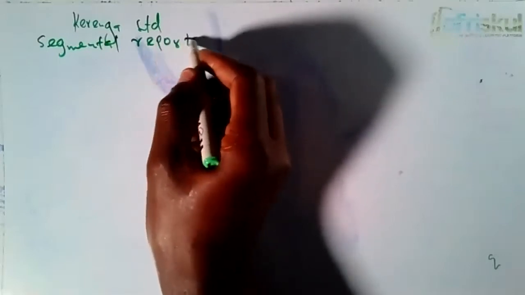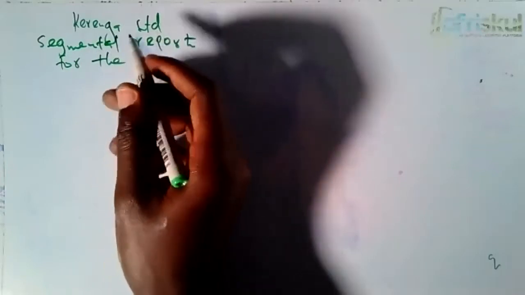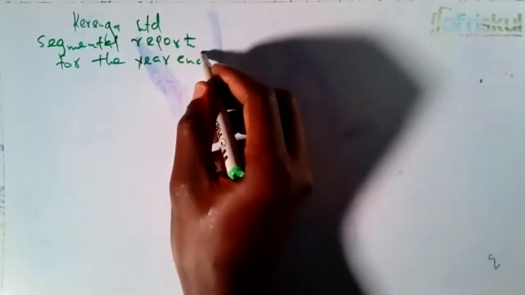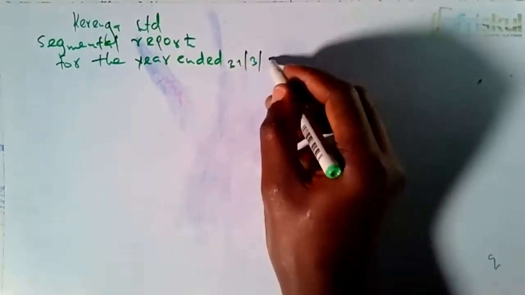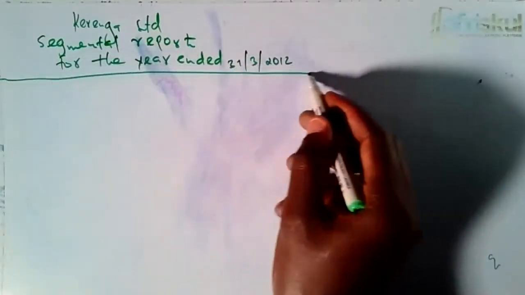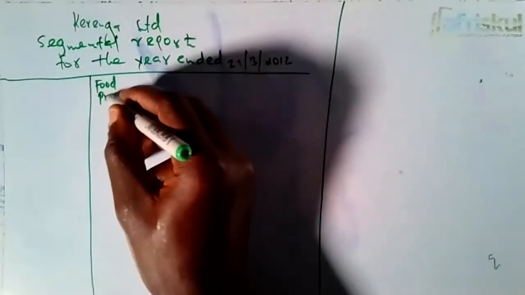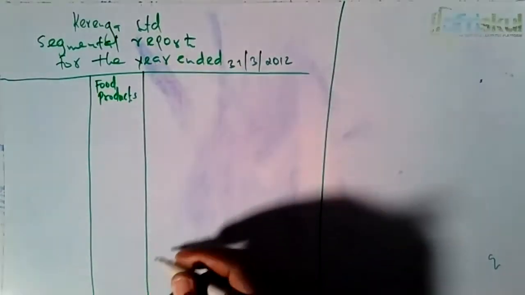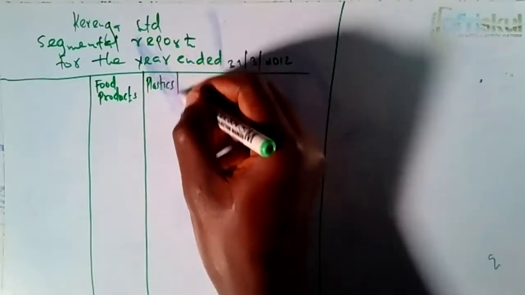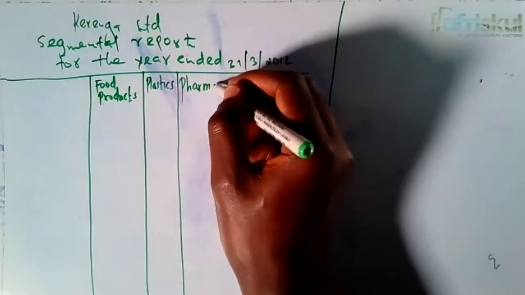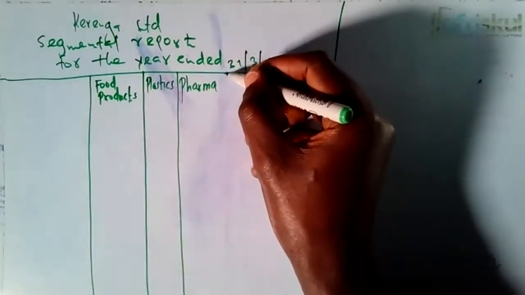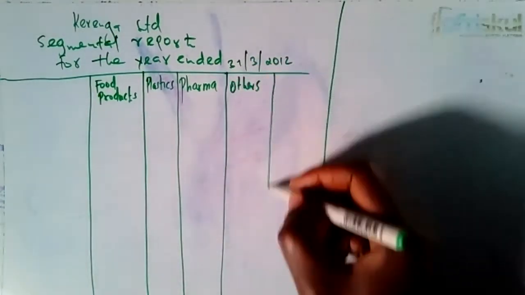So I will say Kerenga Remitted, segmental report for the year ended 31st March 2012. We have the food products, plastics, and pharmaceuticals, so these are the relevant segments. I would say pharmaceuticals, in short, pharma. Then we have others. Then finally, we have the total.